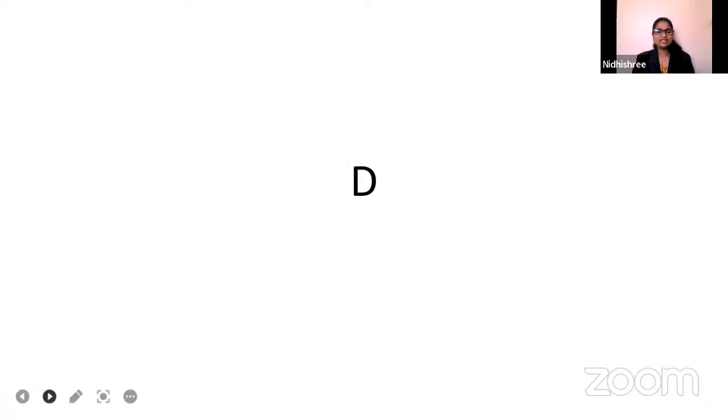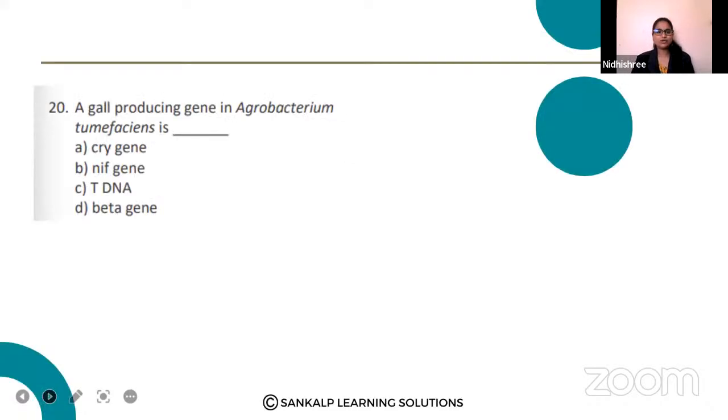Next, 20th question. A gall-producing gene in Agrobacterium tumefaciens is a gall-producing gene. Option A, cry gene. Option B, nif gene. Option C, tDNA. Option D, beta gene.